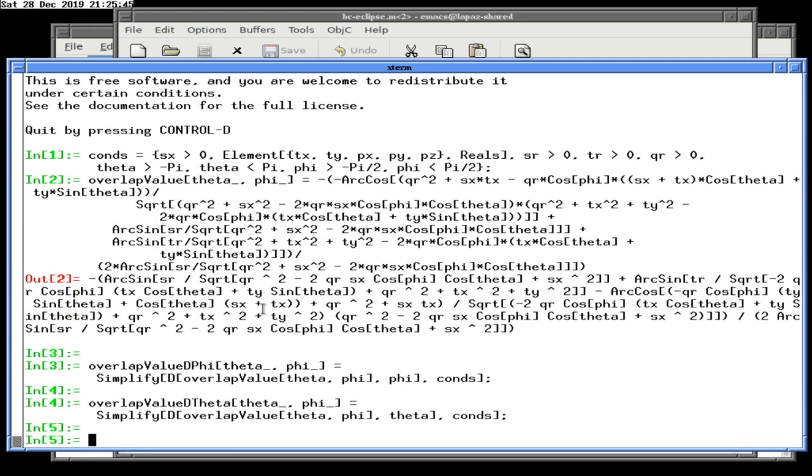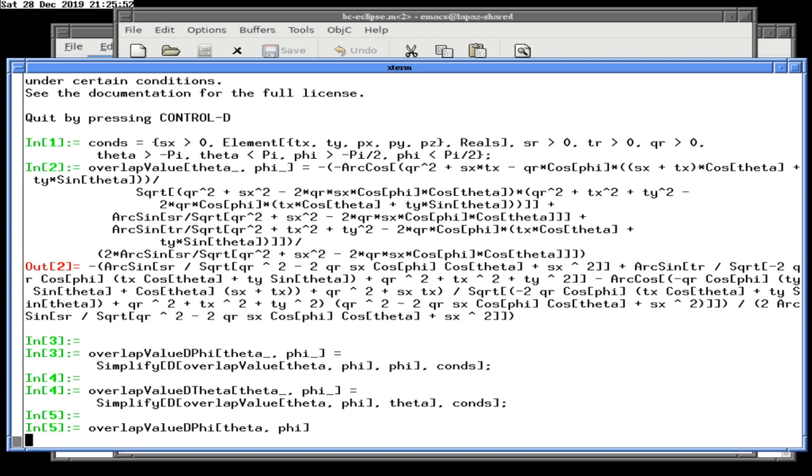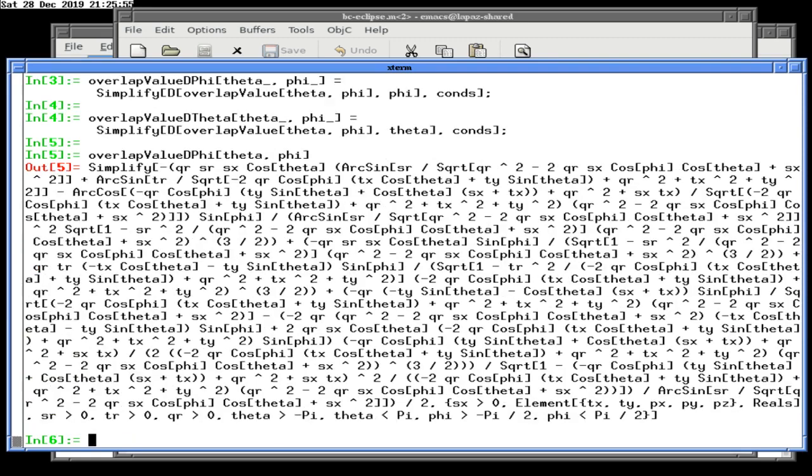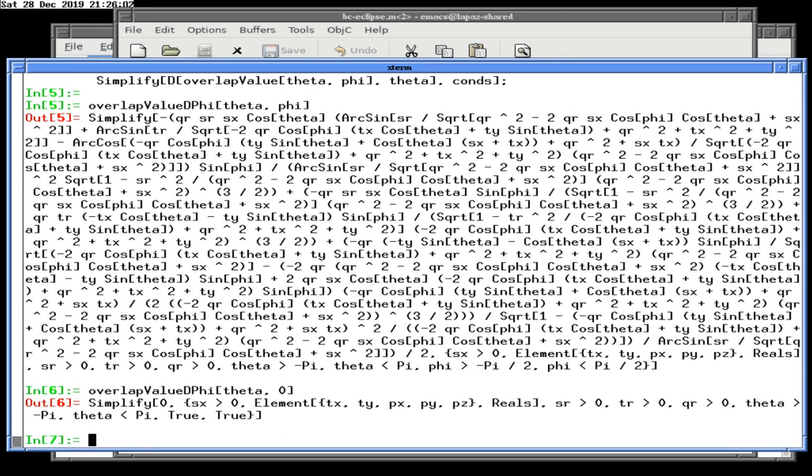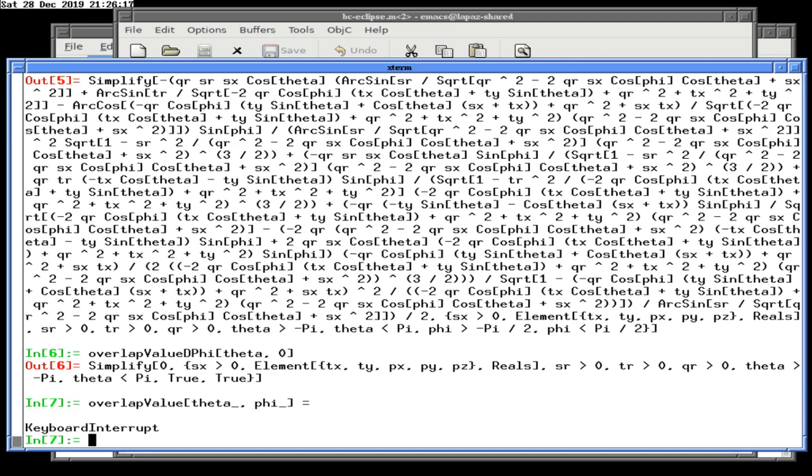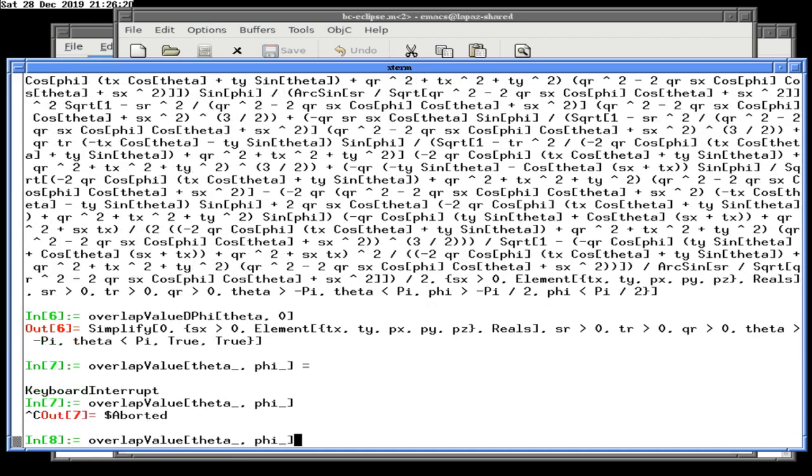Okay. All right, so the overlap value d phi at theta and phi is given by this hideous expression. It doesn't even bother to simplify. That's pretty bad. But what if it's at theta comma 0? Wow, I love the way that it tries to put a Simplify in front of it, but you'll notice that the thing it's simplifying is 0. So that's pretty cool. And now something even simpler, hopefully. Just the overlap value itself at theta phi. No, I didn't need to do that. I didn't need to do that either. I'm going to just print out the value.